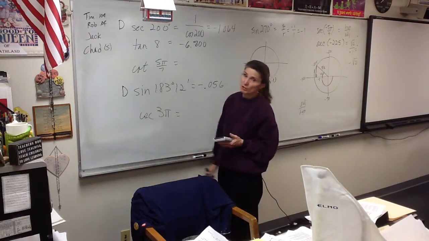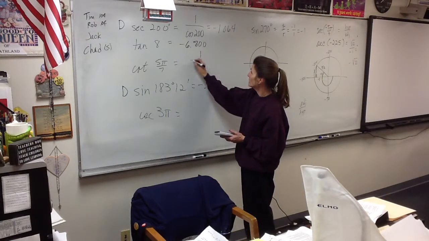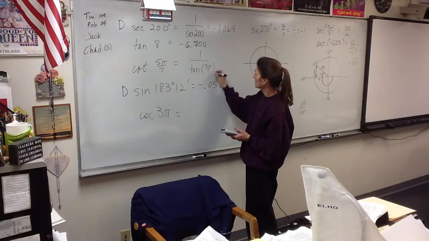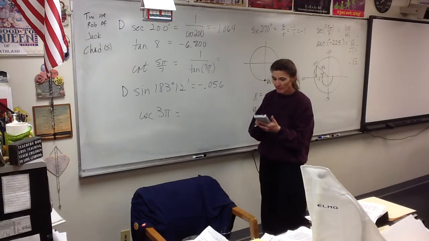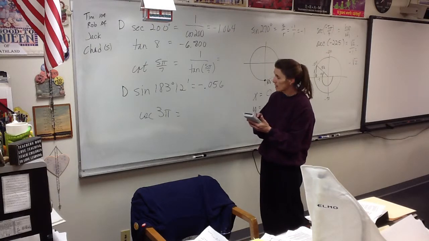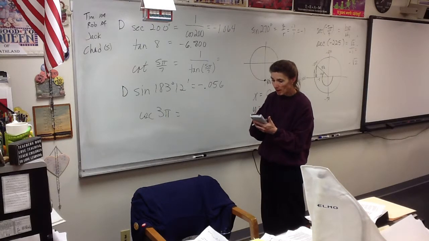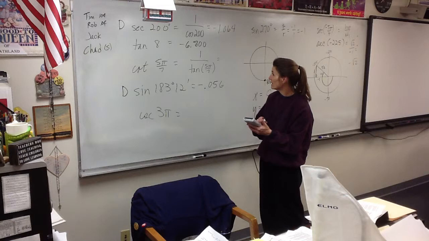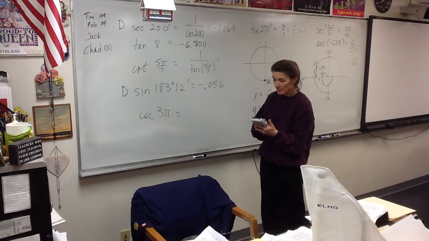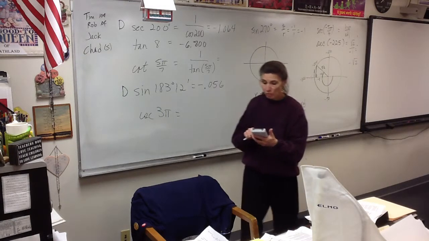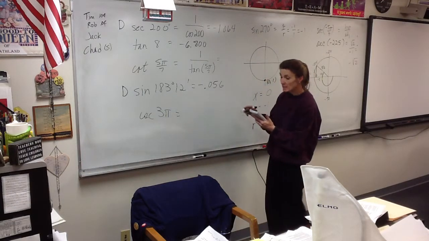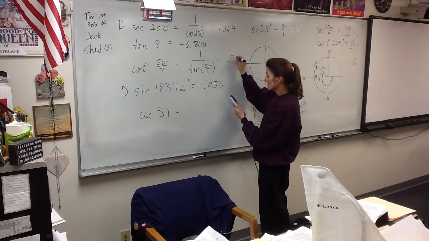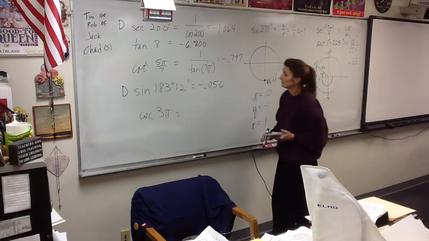Now this is a cotangent problem. We're going to do 1 divided by tangent, 5 pi over 7. So I want you to type in exactly what I wrote. 1 divided by tangent, 5 pi divided by 7. Your pi button is right under your clear button. And the answer is negative 0.797.